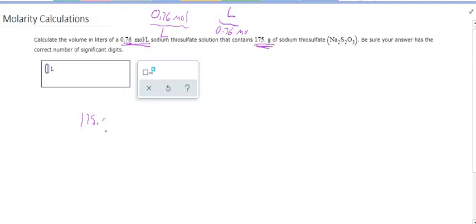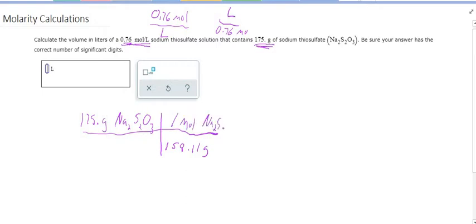175 grams of sodium thiosulfate. Alright, let's get that into moles. So I know, thanks to Google, that there are 158.11 grams in 1 mole of sodium thiosulfate. Okay, and I don't mind using Google. I don't mind you guys using Google. Just make sure on a test that you know how to calculate the molar mass based on the periodic table.